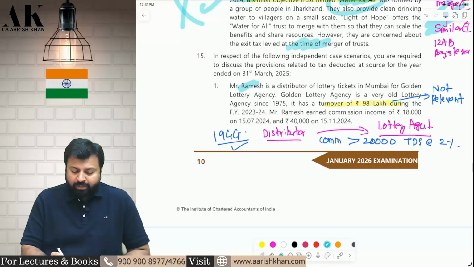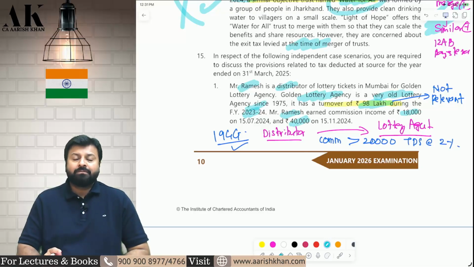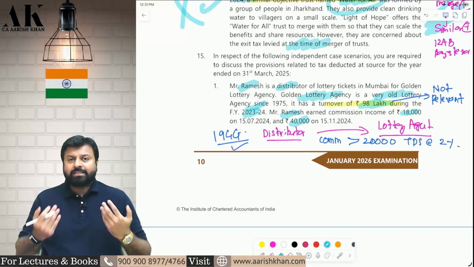Now, Mr. Rajesh is a lottery distributor. And Golden Lottery Agency is a very old lottery agency. It has a turnover of 98 lakh rupees in the last year. The last year turnover is 98 lakhs and they are giving Mr. Ramesh some commission of 18,000 rupees first and then 14,000 rupees later. Is Golden Lottery Agency liable to deduct TDS?